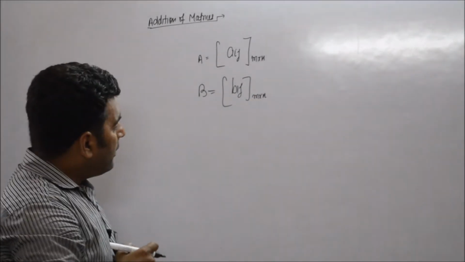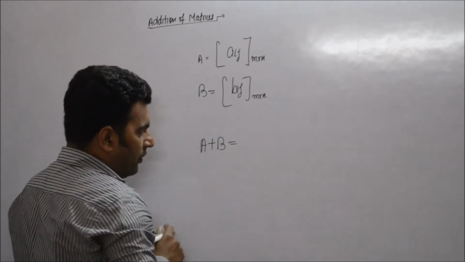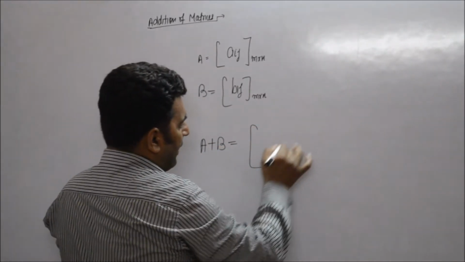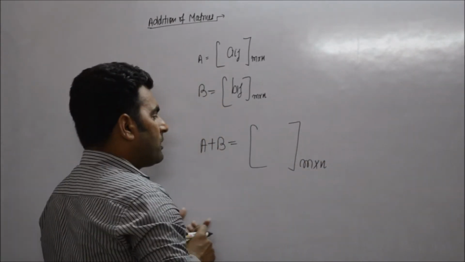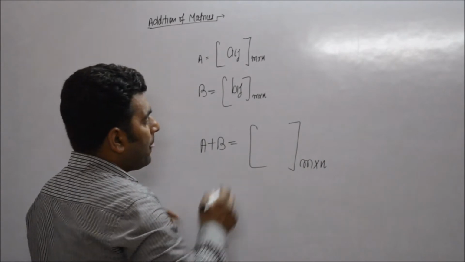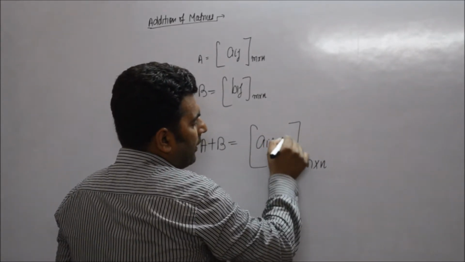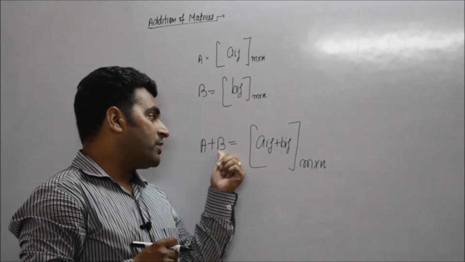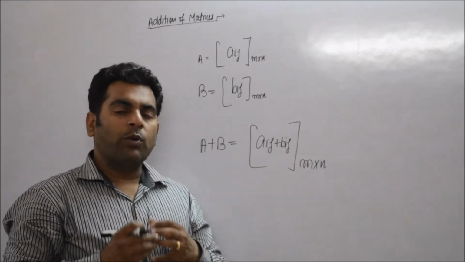If I define the sum of these two matrices and denote it by A plus B, then A plus B is defined as a matrix of the same order as A and B. So A plus B is also a matrix of order m by n. Then the ij element of A plus B is Aij plus Bij. That means the 1 1 position of A plus B will be A11 plus B11. That means you have to add corresponding positions.